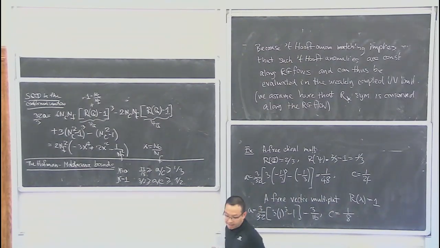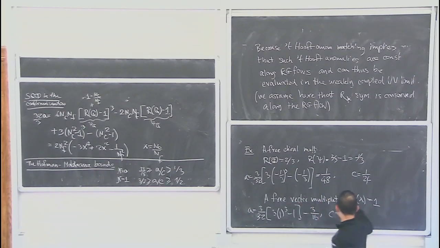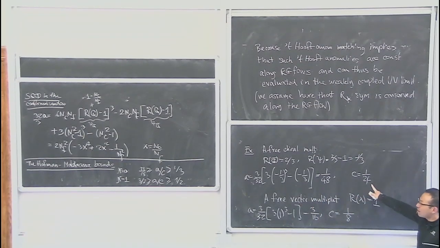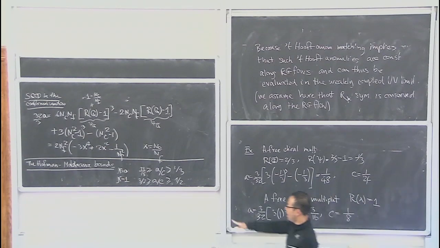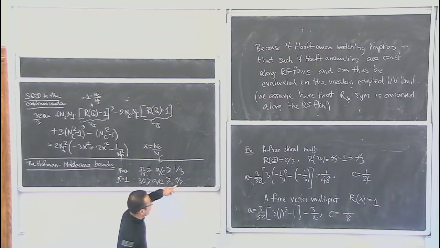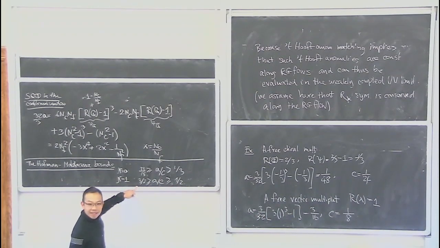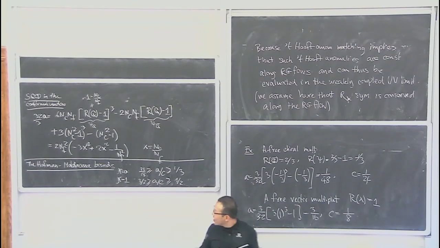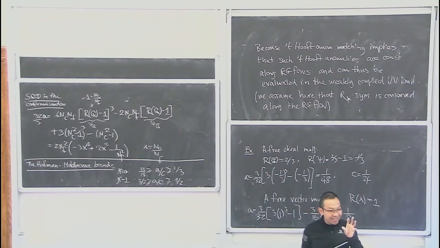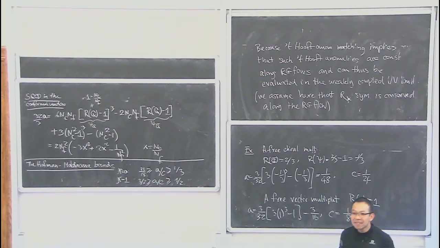Now let me go into the heart of the problem. You can see we compute this, right? You can see the ratio for n equal to 1, A over C. It's 1/2. This is free chiral, and this is free vector. It's very nice. And they managed to prove it for non-SUSY. To me, this is impressive.